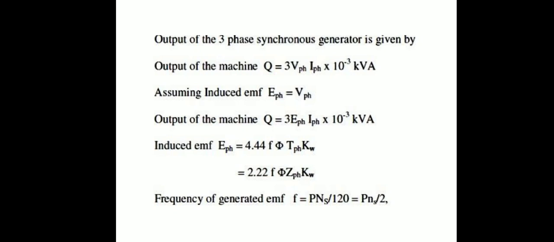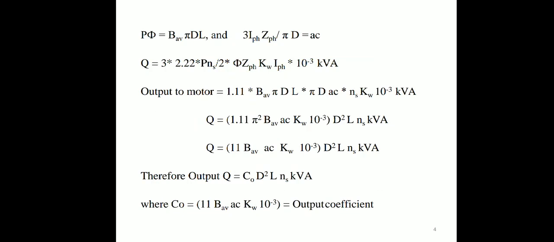Now induced EMF EPH is equal to 4.44 F phi TPH kW, which is 2.22 F phi ZPH kW. Frequency of generated EMF is F is equal to P NS upon 120, which is equal to P NS upon 2. Phi is equal to BAV pi D L upon P, and 3 IPH ZPH upon pi D is equal to AC.